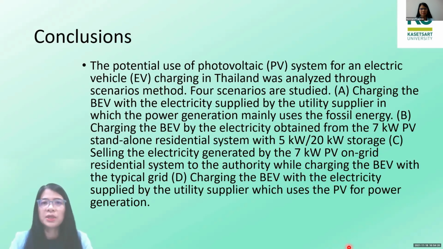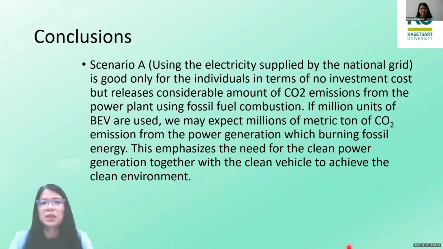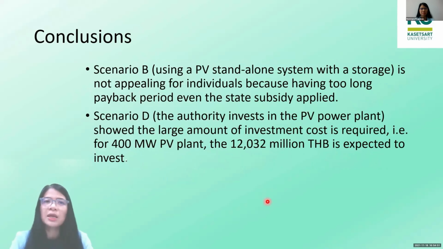To sum up, after we consider 4 scenarios, we found that scenario A, individuals use the electricity supplied by the national grid, is good for individuals because there's no further investment from the individuals, but there's still a considerable amount of CO2 emission from the power plant that we have to be concerned about. And for scenario B, if individuals invest in a standalone system with storage, this is not good enough in terms of payback period. And for scenario D, the authority invests in the PV power plant. They have to invest a big sum of money for this plant.